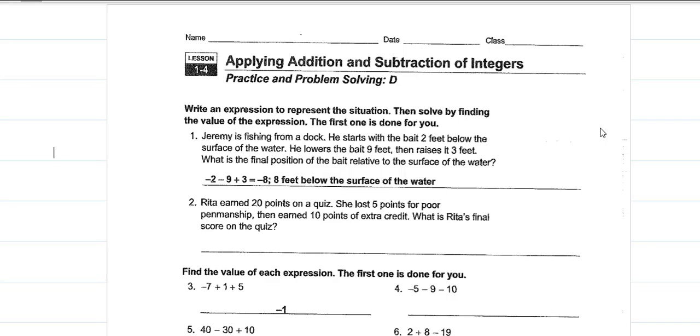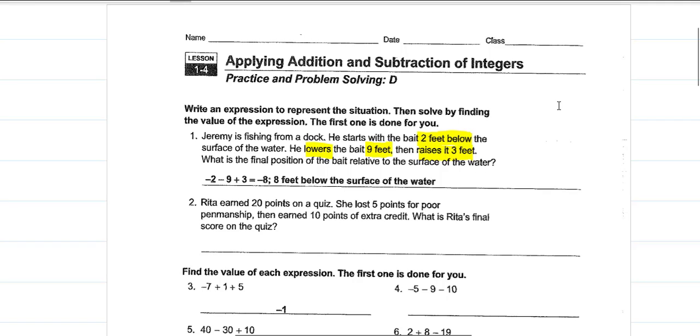All right, so the first one is done for us. It says Jeremy is fishing from a dock. He starts with the bait 2 feet below the surface of the water. We've talked about that. That's going to be a -2. He lowers the bait 9 feet, so it goes down another 9, so that's -9, and then raises it 3 feet. That's going to be a +3. What is the final position of the bait relative to the surface of the water?